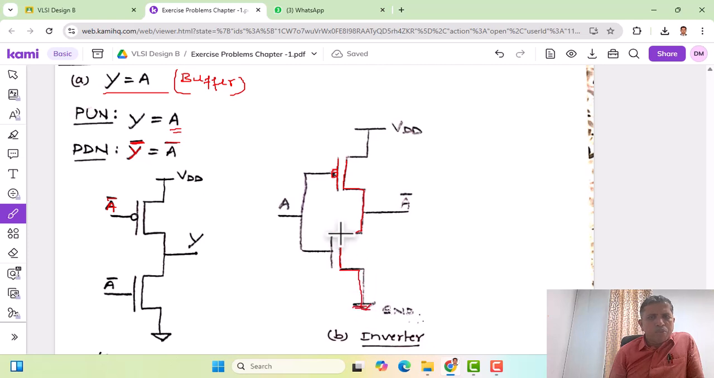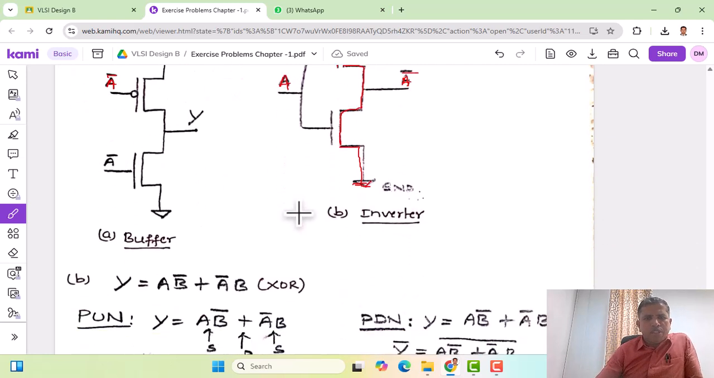So this is the CMOS network. We have an input as a, and output is going to be the a bar here. So we can have a bar here, and that a bar can be plugged in here to get the buffer operation. So that's related to the buffer.